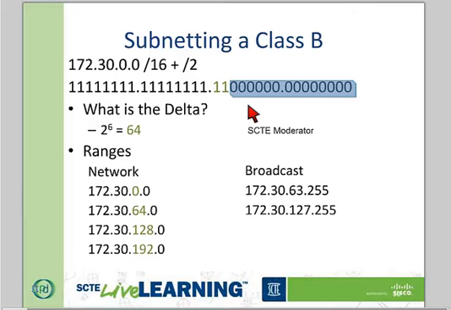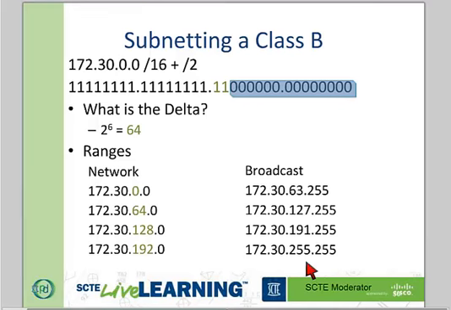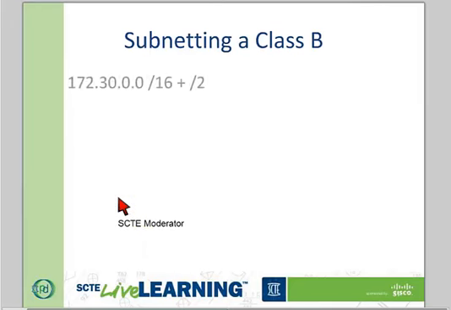And the broadcast, notice that if it's 63.255 and I added 1 more value, it's going to dump me into 64.0. It's going to dump me in the next range. So that's how we know it's the last one. And of course, the original directed broadcast should be what you end with. The original network ID is what you start with.